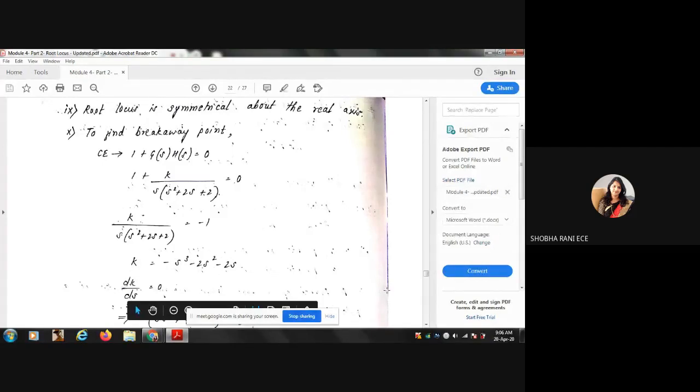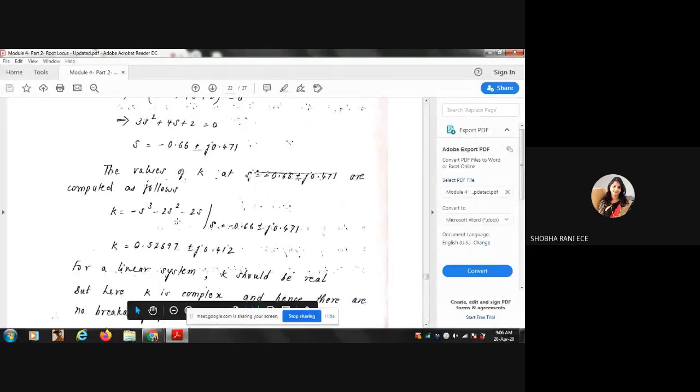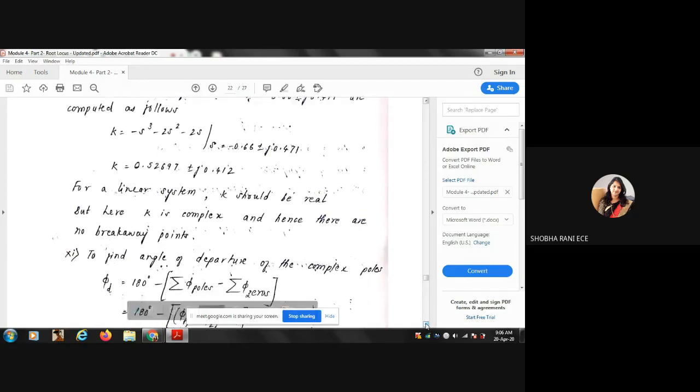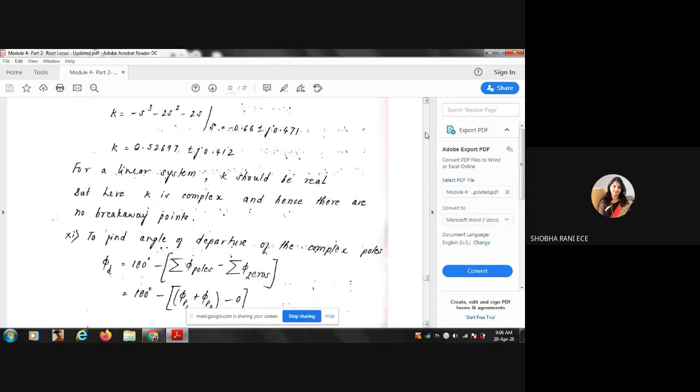So now let us check this one. I'll substitute the value of s in this equation for both values, plus or minus j0.471. I get the value of K as again a complex number. K should be positive and real, but we see that it is a complex number. Since we are getting K to be a complex number, we come to the conclusion that the system does not have any breakaway points. So now we know that there is no breakaway point.